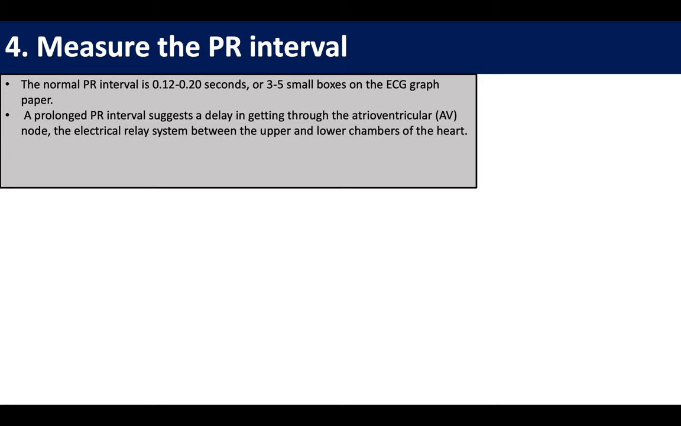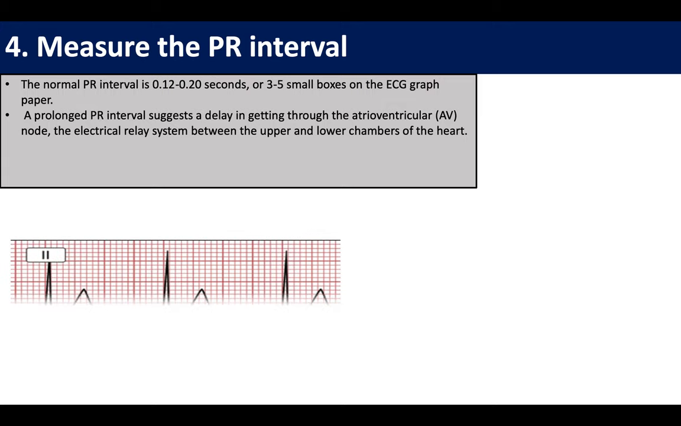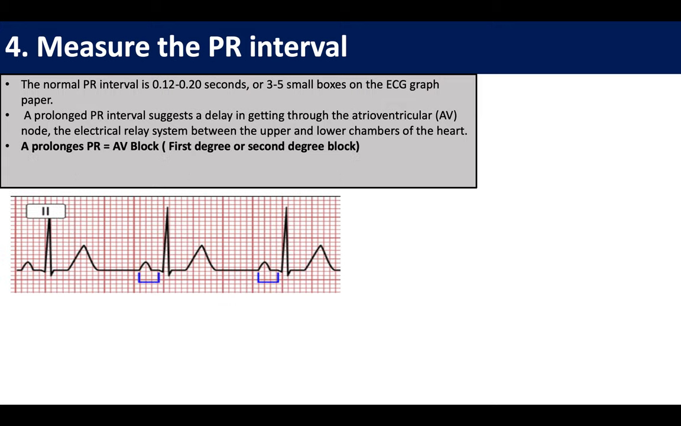Next, measure the PR interval. The PR interval is very important because that's the main thing you look for. The normal PR interval lies between 0.12 to 0.2 seconds, or 3 to 5 small boxes on the ECG graph. A prolonged PR interval usually suggests an AV node conduction delay. That can eventually lead to AV block. The PR interval is measured from the P wave, indicated by the blue line, to the start of the R wave. A long PR interval usually indicates that AV block could be first degree or second degree.